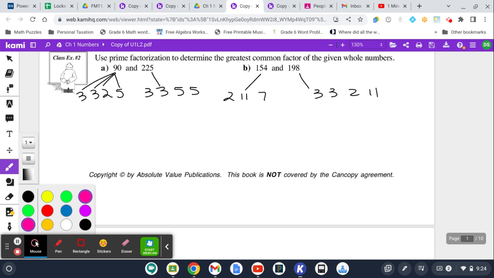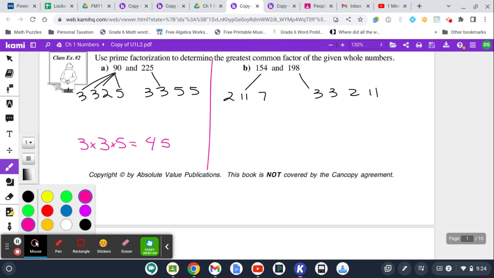So take a look at this question here, 90 and 225. And we're trying to find the greatest common factor. Go ahead, Kenzie. Find what's common, which would be a what? A 3, another 3, and a what? 5. Done deal. Figure out what that number is. That's 9 times 5 is 45. That is the greatest common factor. Notice that the greatest common factor is smaller than the original numbers because it's a piece of it.